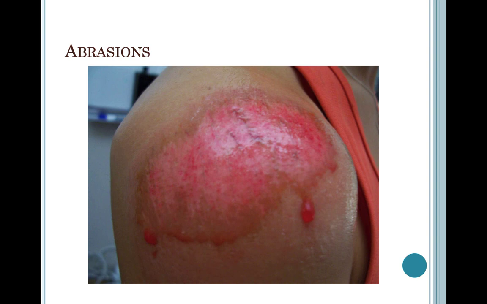So here's an example of a patient who's had a bicycle accident and sustained an abrasion to the right shoulder. Other things for us to think about as OTs and PTs are this wound will probably be pretty painful because there's exposure of superficial nerve endings, and in addition we have to make sure that there's no underlying musculoskeletal injury as a result of the trauma.